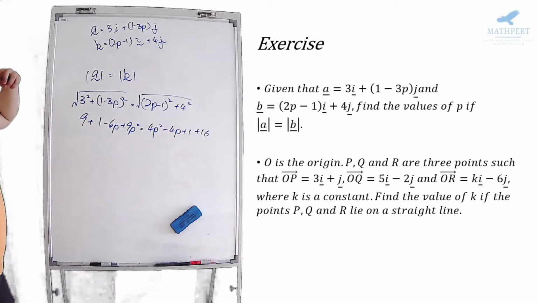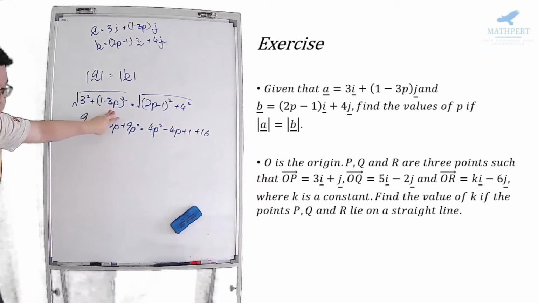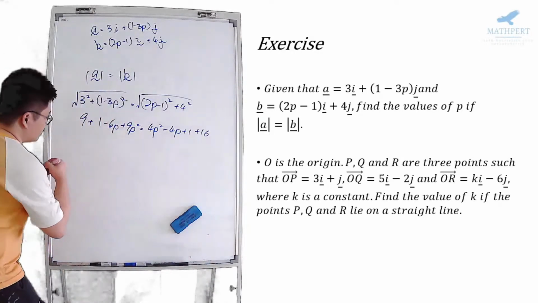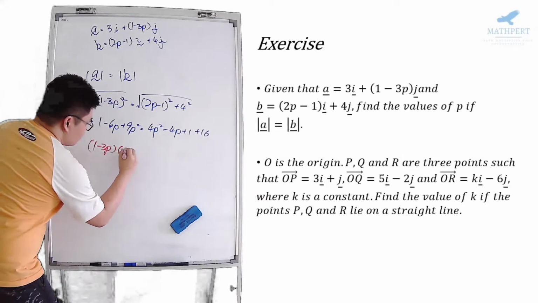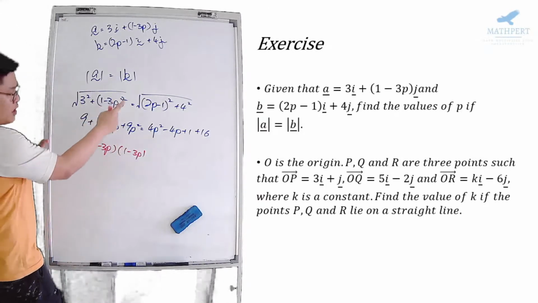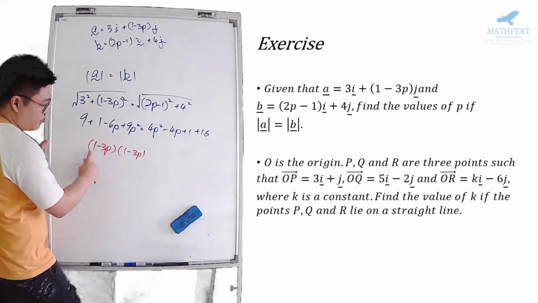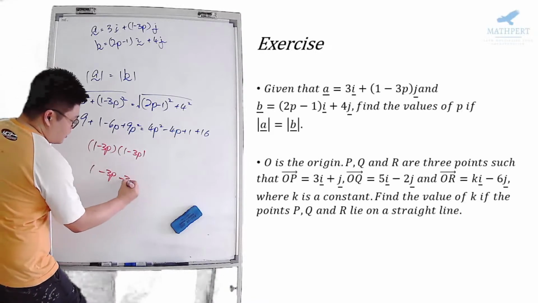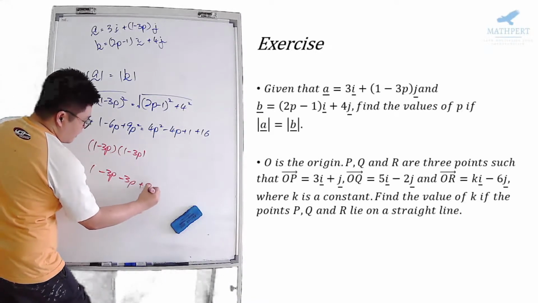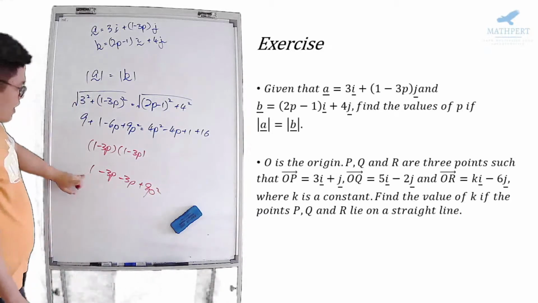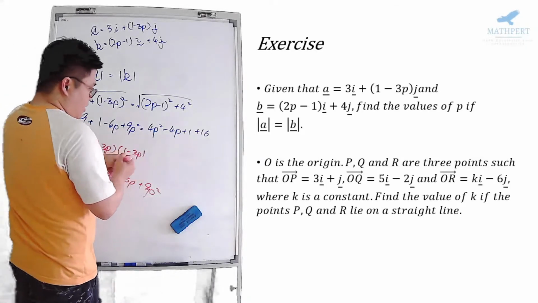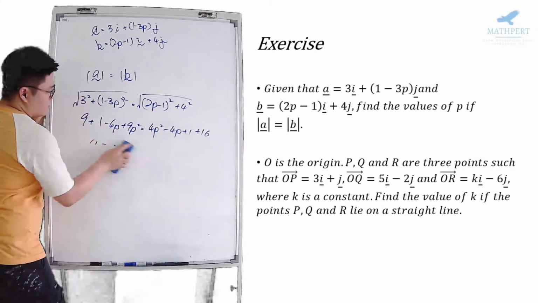How do I expand (1 minus 3p) squared? If you can't do it mentally, you can do it slowly. So let's check this one. (1 minus 3p) squared is equal to (1 minus 3p) multiplied by (1 minus 3p). 1 times 1, I get 1. 1 times minus 3p, I get minus 3p. Minus 3p times 1, I get minus 3p. 3p times 3p, I get positive 9p squared. So 1, then negative 3 and negative 3 gives negative 6p, plus 9p squared. Same as this one.